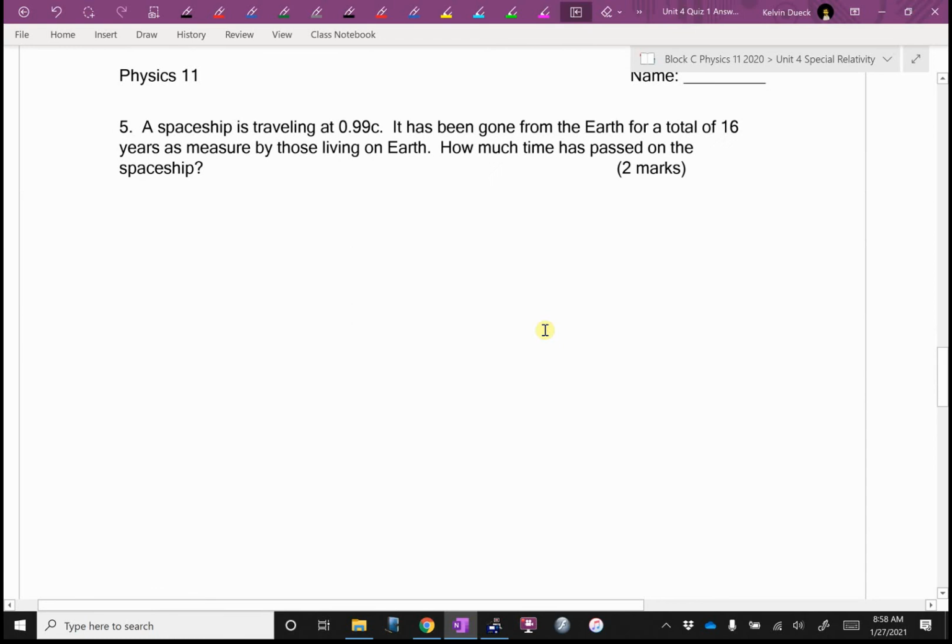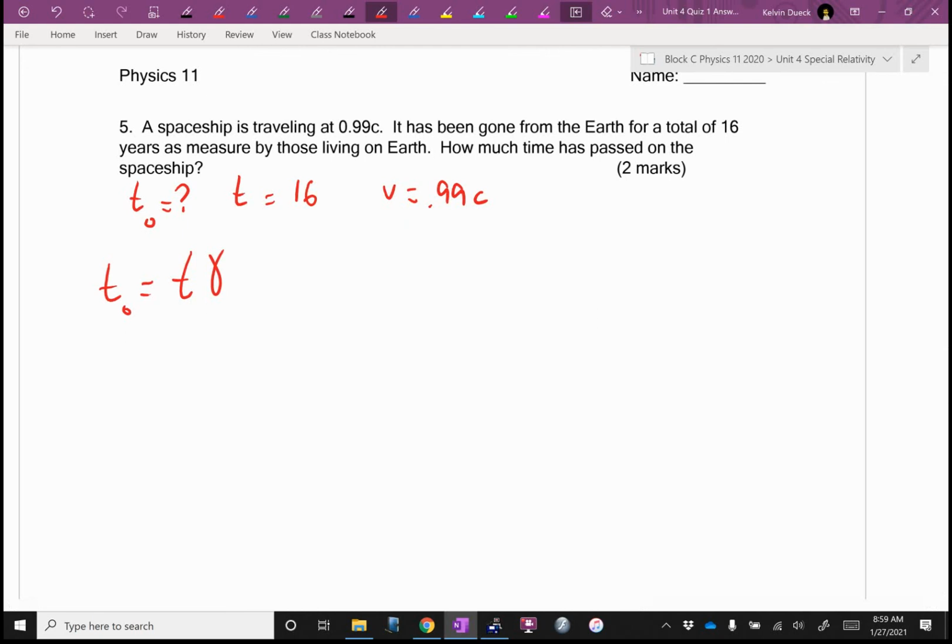Ooh, number 5. Now I think they're asking me to find time on board the spaceship. So that must mean they gave me time back on Earth, 16. The speed is 99% of the speed of light. So t0, I think that's going to be time times the square root thing. How would I get the t0 by itself? Well, if I'm dividing by the square root, multiply it over the other side. So it's going to be 16 times 1 minus 0.99c over c all squared.